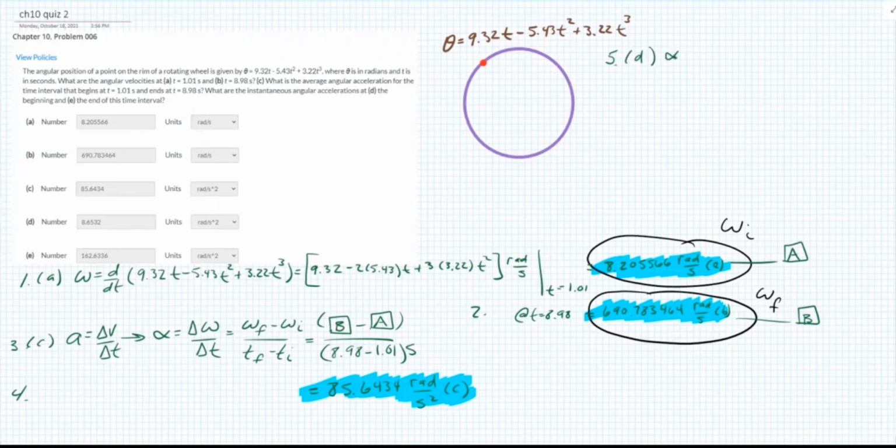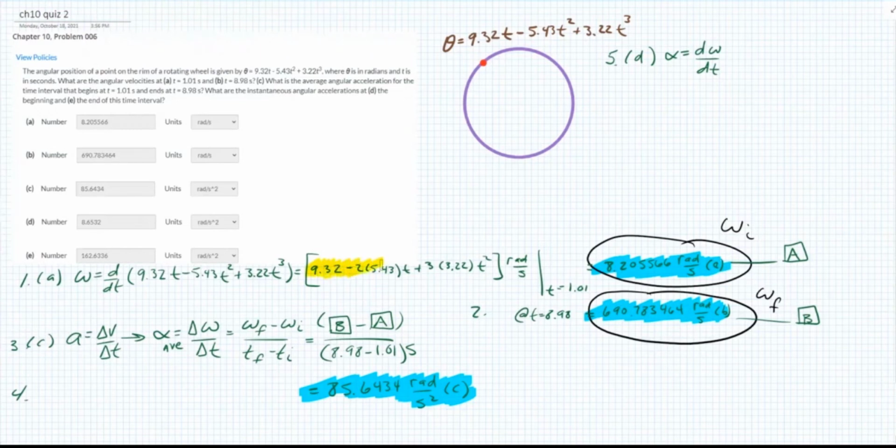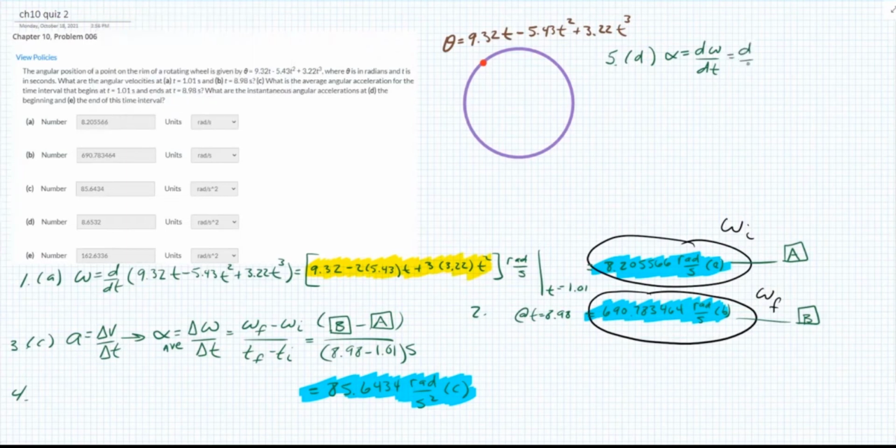alpha, instantaneous alpha. This is average alpha, average angular acceleration. This is instantaneous acceleration. So this is my angular velocity function right here, which results from taking the first derivative of my position function. Then I'm going to take the first derivative of that to get my acceleration function. So I can just do that right on the fly.